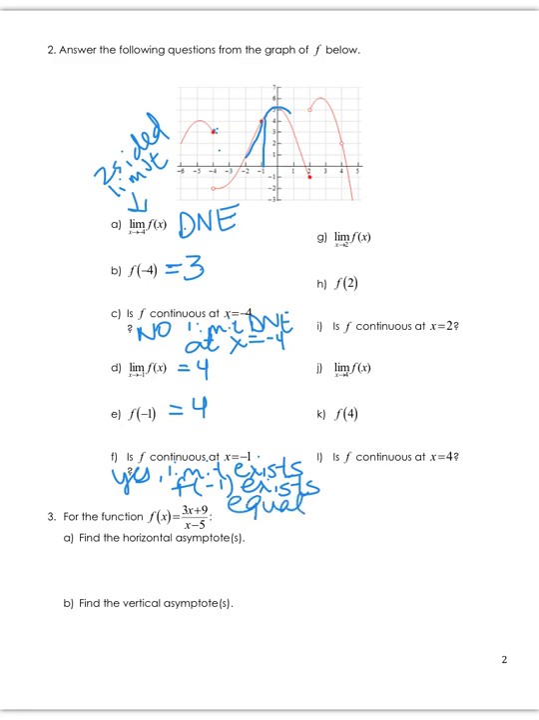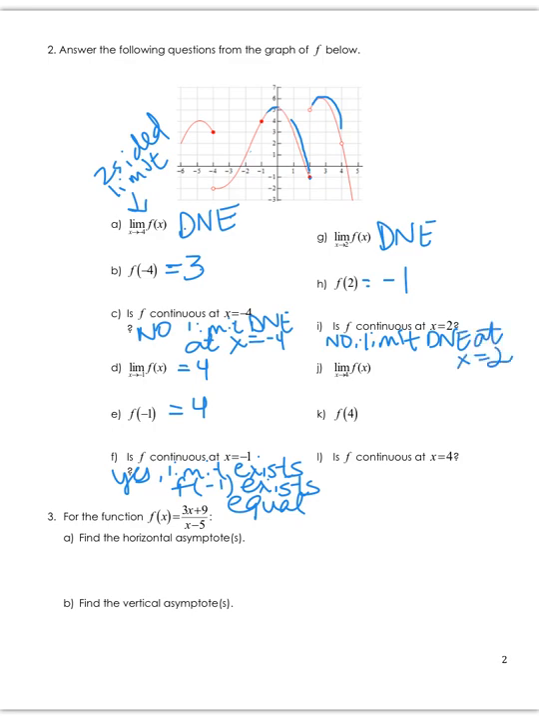The next one we have is positive 2. So when I'm getting closer and closer to positive 2 from the left, I'm getting closer to negative 1. When I'm getting closer and closer to positive 2 on the right, I'm getting closer to 5. So the limit does not exist. F of 2, however, is negative 1, because it's down here as a closed-in circle. Is it continuous at 2? No, and the reason is the same reason as part C. The limit did not exist at 2, so it cannot be continuous.